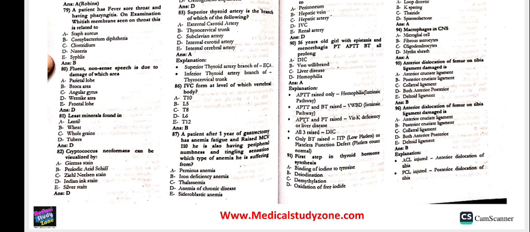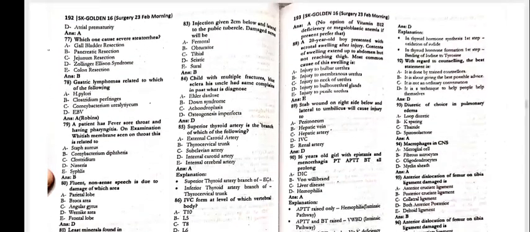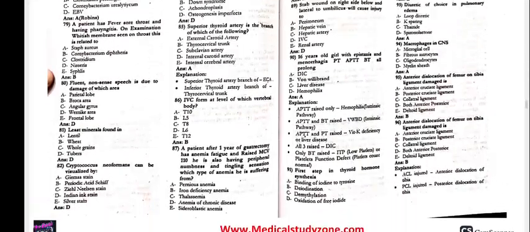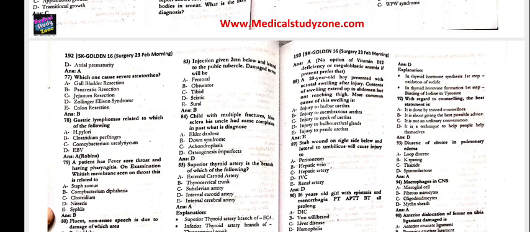87. The patient after 1 year of gastrectomy has anemia, fatigue and raised MCV, which is 110. He is also having peripheral numbness and tingling sensation. Which of the following anemia he is suffering from? That is definitely pernicious anemia, or otherwise vitamin B12 deficiency.